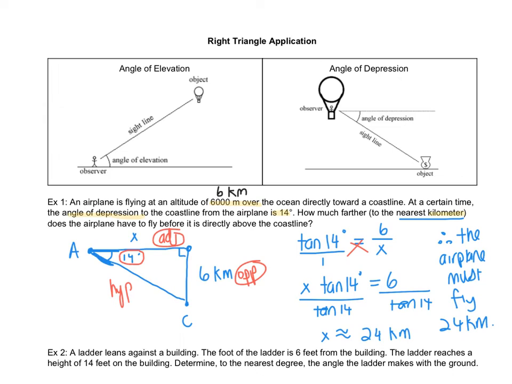And that's it. So we took our words, we created a right triangle, labeled everything properly. We were careful with the definition of an angle of depression, and then it was back to our knowledge of SOHCAHTOA. So let's try the next one.